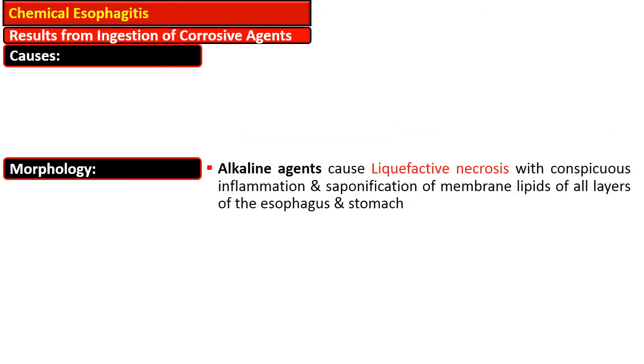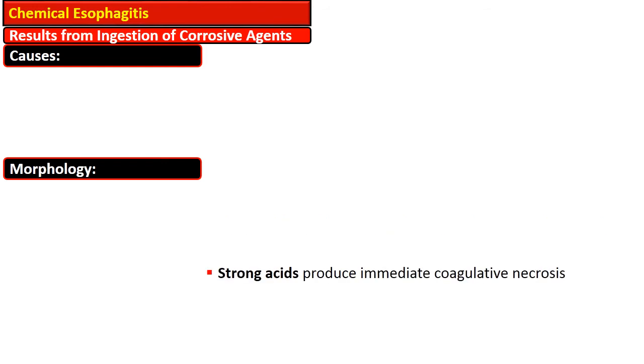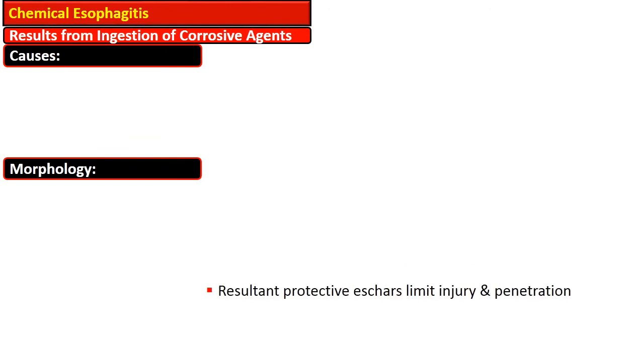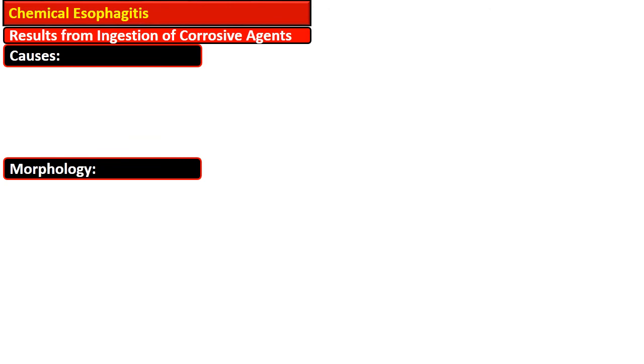The alkaline agents cause liquefactive necrosis with conspicuous inflammation and saponification of the membrane lipids of all layers of the esophagus and stomach, and small vessel thrombosis adds ischemic necrosis to the injury. Strong acids produce immediate coagulative necrosis, and the resultant protective eschar limits injury and penetration. About half of the patients who ingest concentrated hydrochloric or sulfuric acid develop severe esophageal injury.